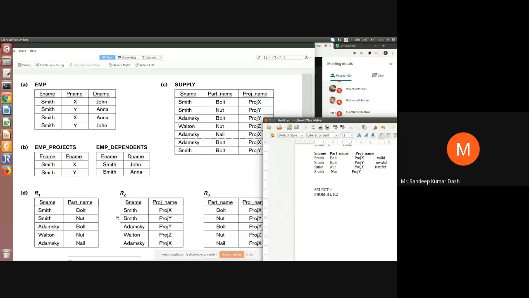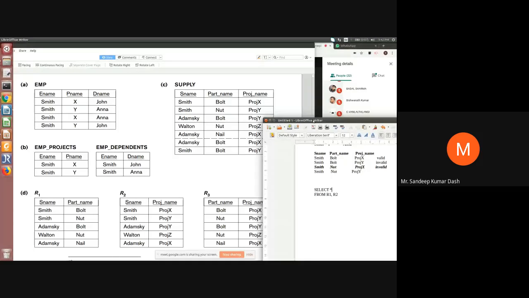Smith knot will be matched with Smith project Y. But in the process, you saw that there is one row coming in, which is Smith knot, Smith project X. Smith knot project X is not present originally in the relation R or in the supply relation. So that is why this is called a spurious tuple, or invalid tuple, or wrong data.